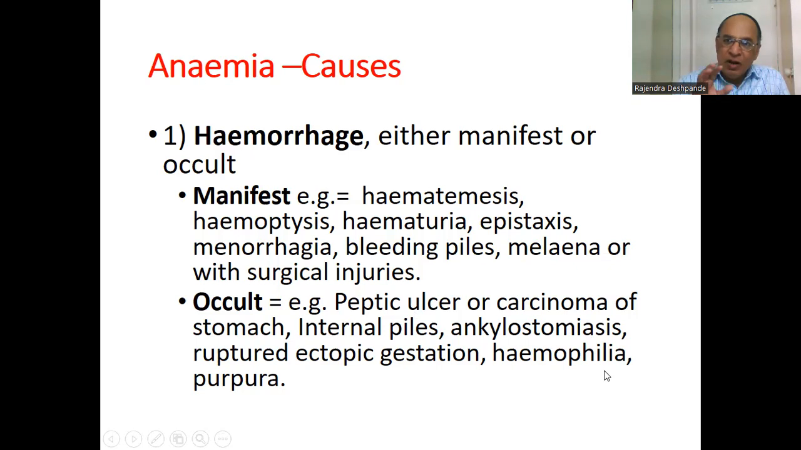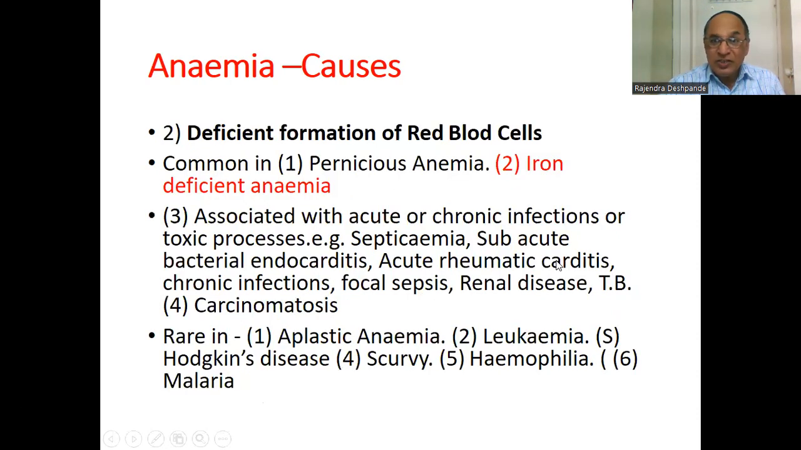These are called the blood dyscrasias, the bleeding disorders: hemophilia as well as idiopathic thrombocytopenic purpura. When the platelet count is low, or when there is a deficiency of the clotting factors we have in the blood, one of these two things can happen, either hemophilia or purpura. Okay, let us move further to understand the causes.